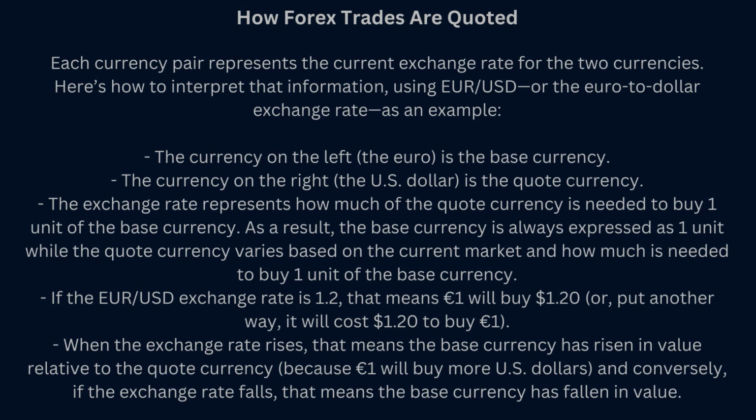Now if the EUR/USD exchange rate is 1.2, that means 1 euro will buy $1.20. All right, if the EUR/USD exchange rate is 1.2 at a particular time, that means 1 euro will buy $1.20. Or put it the other way around, it will cost $1.20 to buy 1 euro. Now when the exchange rate rises, that means the base currency, the one at the left, has risen in value relative to the quote currency. Because 1 euro will buy more USD. Note, 1 euro will buy more USD if the base currency is rising, and conversely, if the exchange rate falls, that means the base currency has fallen in value.